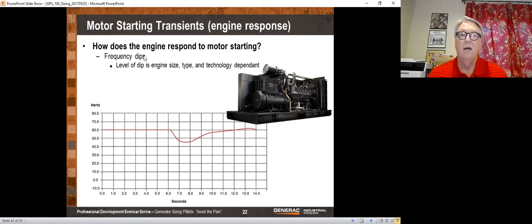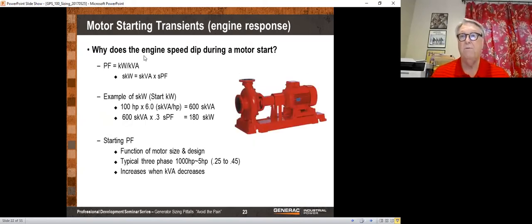So fortunately, as I said, most loads don't really care too much about frequency drop. All right, power factor is equal to kilowatts divided by kVA. Therefore, if you have a 100 horsepower motor, you multiply times 6, you get 600 starting kVA. Now you multiply that by the starting power factor of a motor, and you end up with 180 starting kilowatts. Now the starting power factor of the motor depends upon the motor, but 0.3 is a pretty good number. So notice here that a 100 horsepower motor takes 180 kilowatts to start. That's pretty close to the rule of thumb that I told you earlier of 2 kilowatts per horsepower.